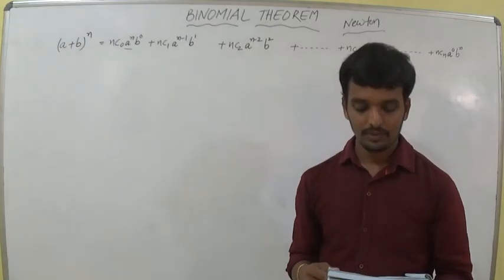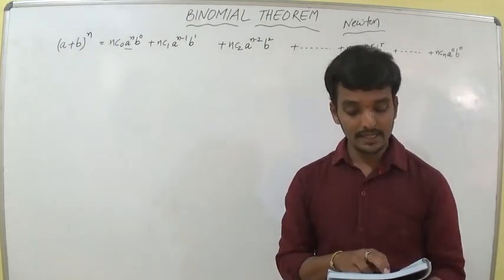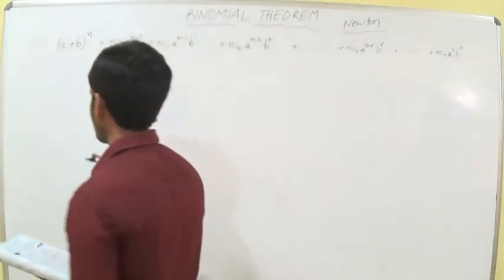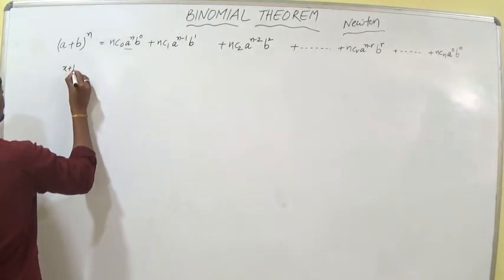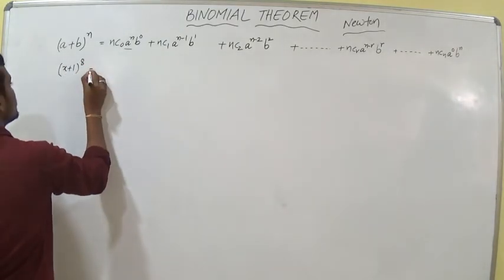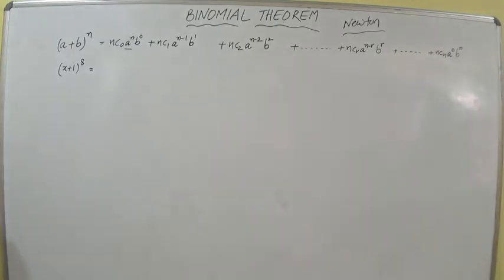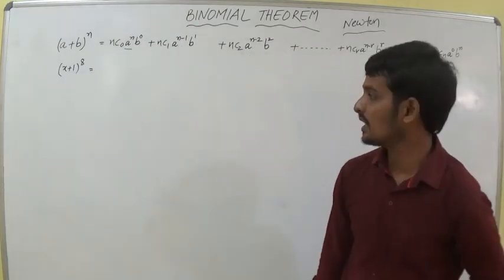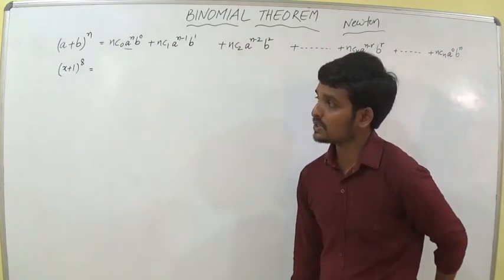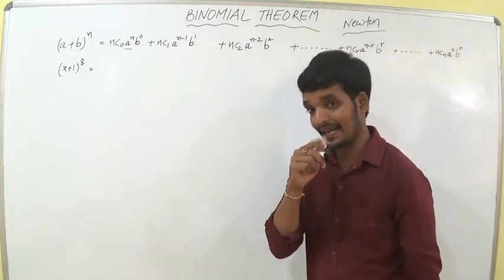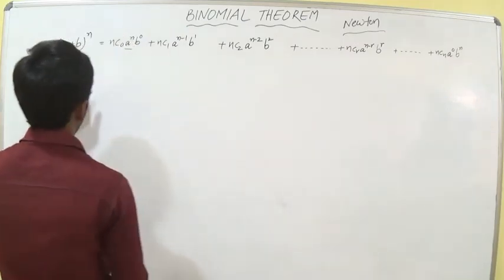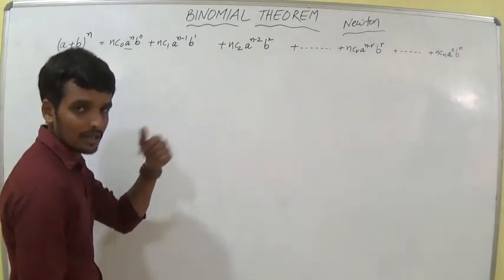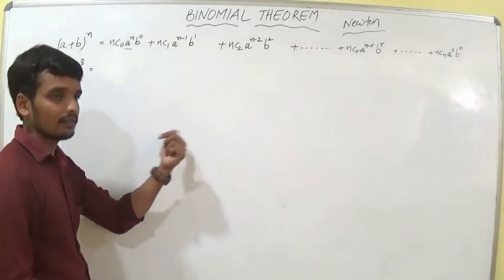The first problem: the sum of the coefficients in the expansion of x plus 1 whole power 8. They are asking for the sum of all the coefficients in the expansion of x plus 1 whole power 8. Can we do it? The value of n is 8, a is x, b is 1. Shall we do it or shall I explain? Okay, first problem.